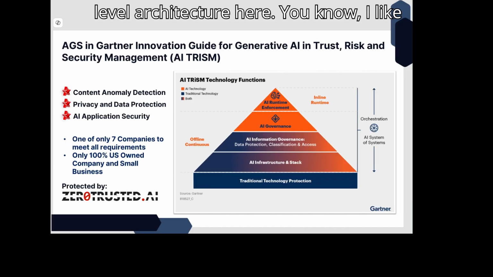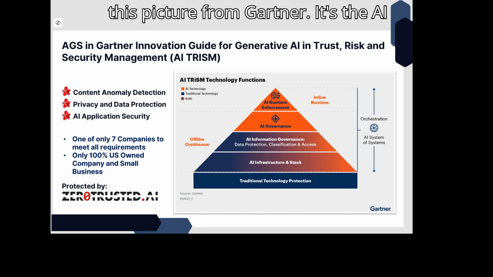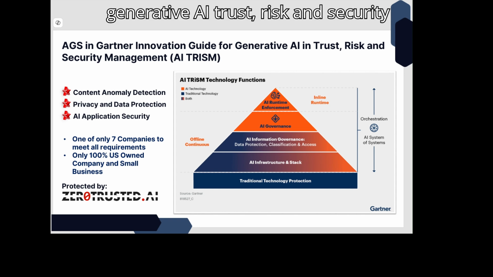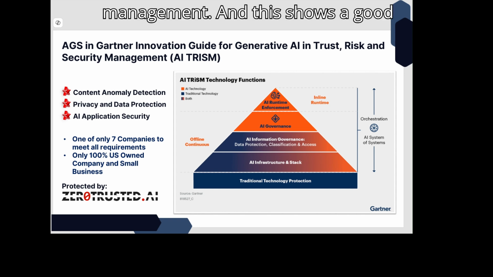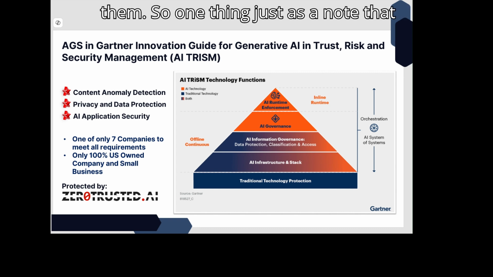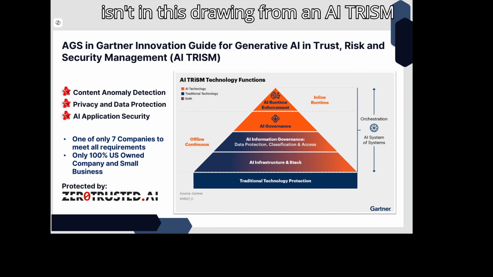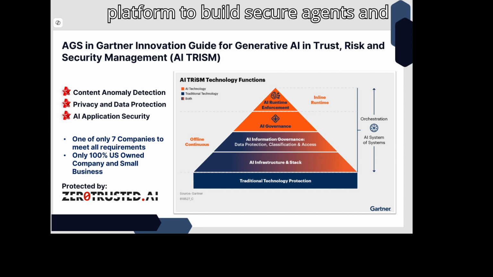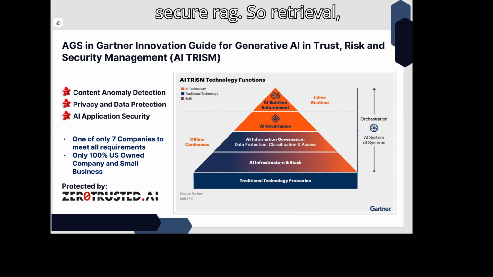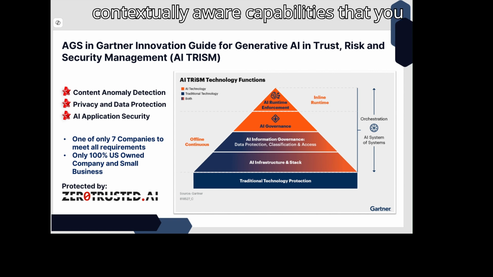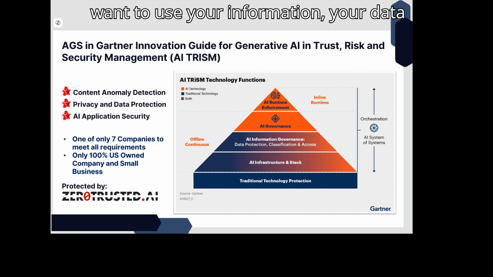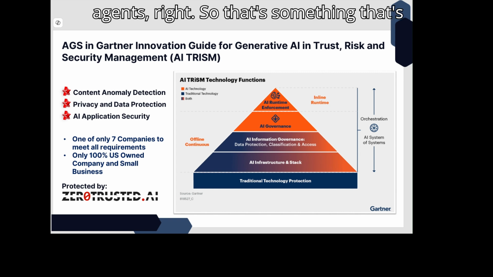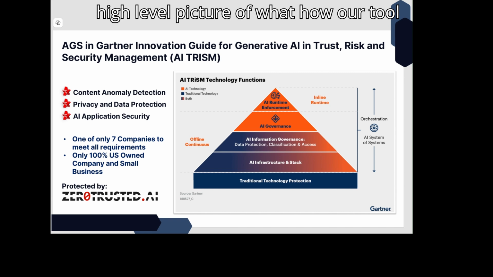Let's just go into the high level architecture here. I like this picture from Gartner. It's the AI TRiSM, which is really generative AI trust, risk, and security management. This shows a good portion of our components, but not all of them. One thing that isn't in this drawing from an AI TRiSM perspective is the ability of our platform to build secure agents and secure RAG. So, retrieval augmented generation, a fancy word for contextually aware capabilities, where you want to use your information, your data, and your documents to create the right answers for your questions or for your agents. That's not in here, but this is a really good high level picture of how our tool works.